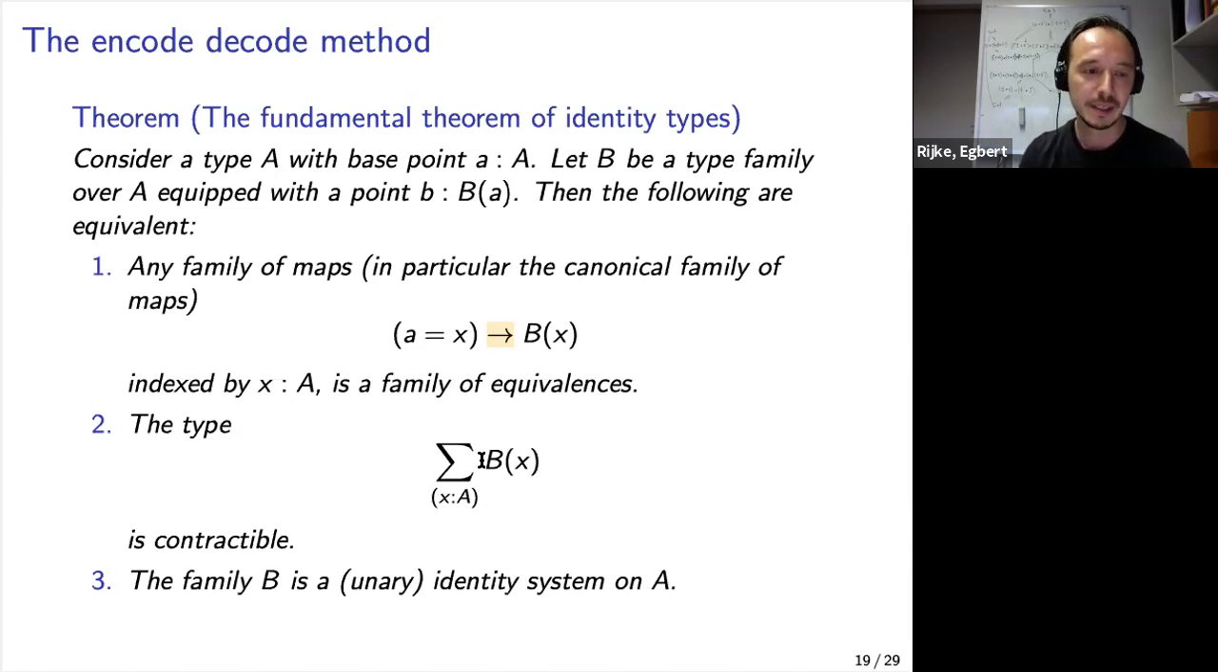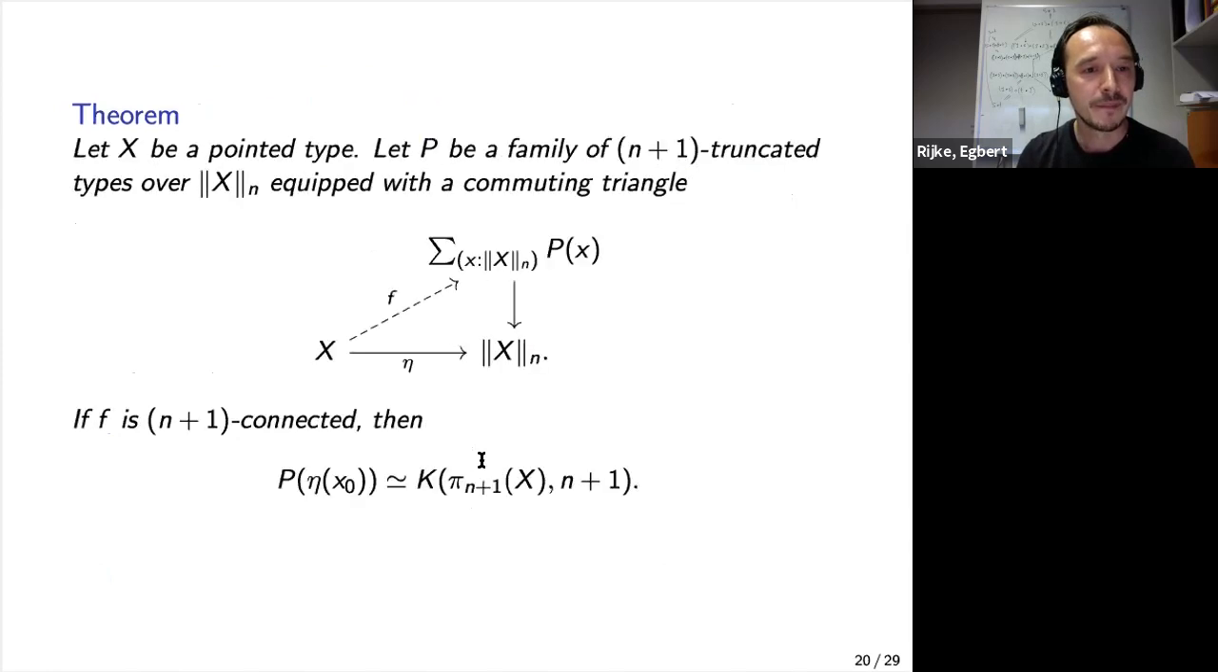Because this one is very good for the fundamental group, but not super useful for higher homotopy groups, at least not in my experience. So here is the theorem that I then found. Now let P be a family over a pointed type, and this family should be of n+1 truncated types. And it's not over X, but it's over the n truncation of X. That's important.